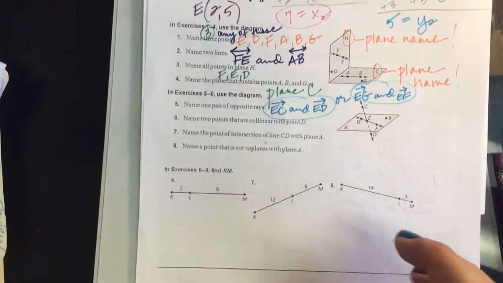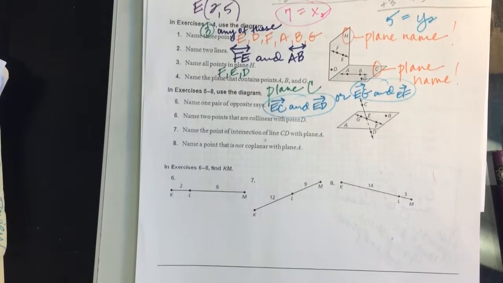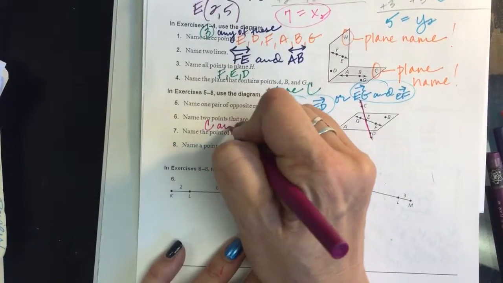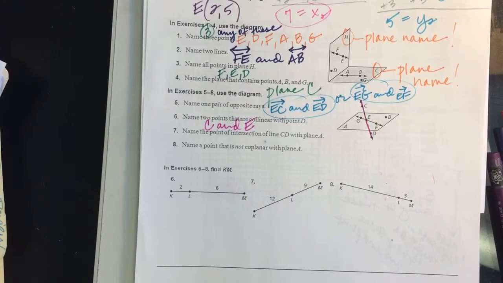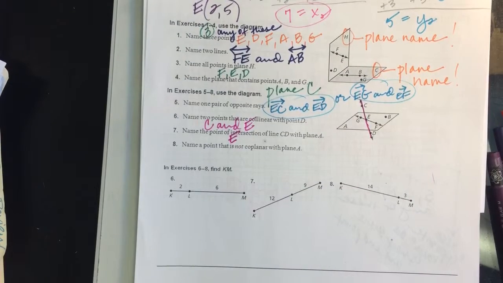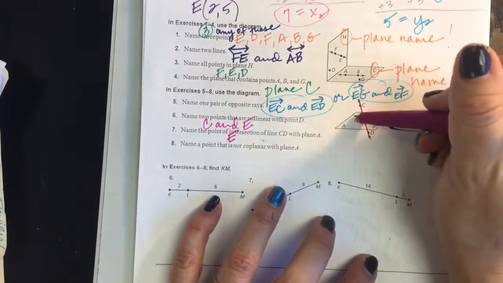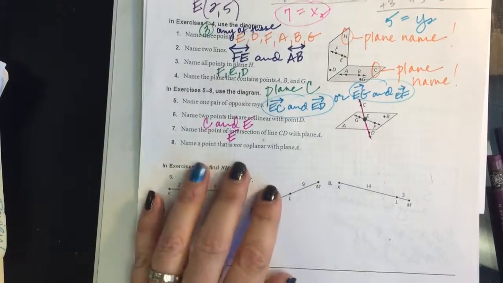Number 6, name 2 points that are collinear with point D. The only other 2 points that are on the line that includes point D would be C and E. Make sure that you're putting a comma or you're putting the word and in between them. No other way to look at that. Name the point of intersection of line CD with plane A, E. No, the only answer is E. Where does this line intersect the plane?